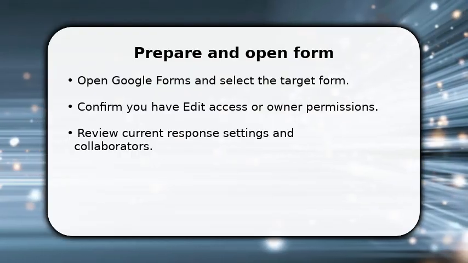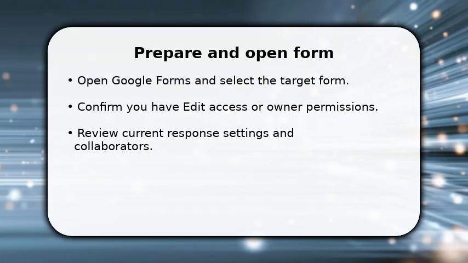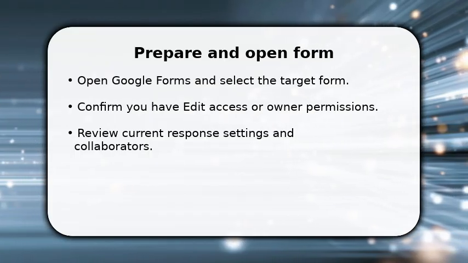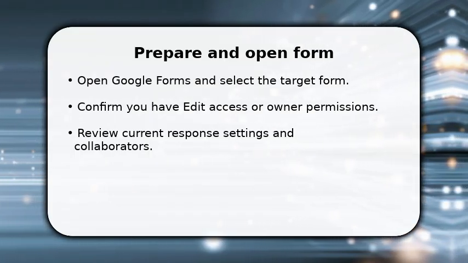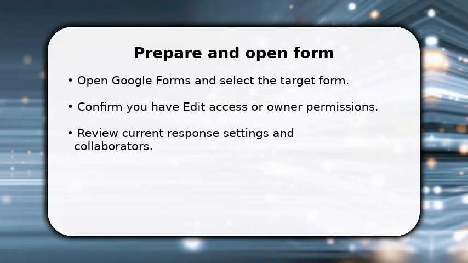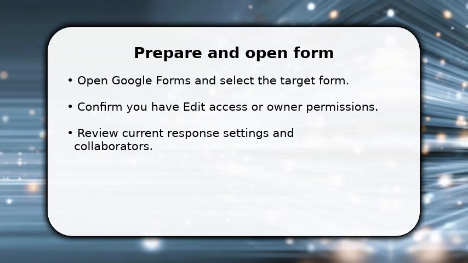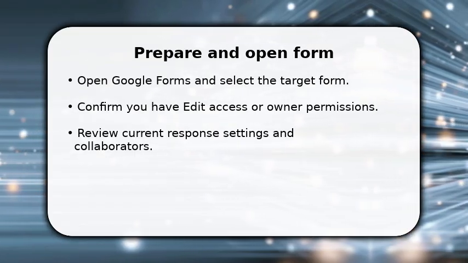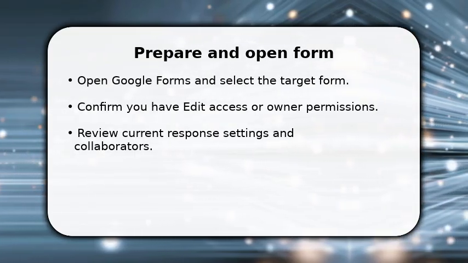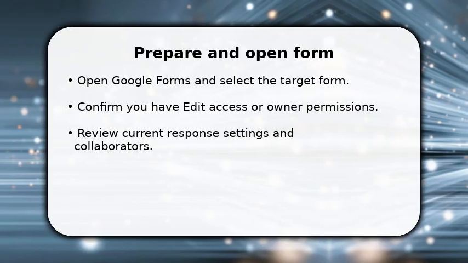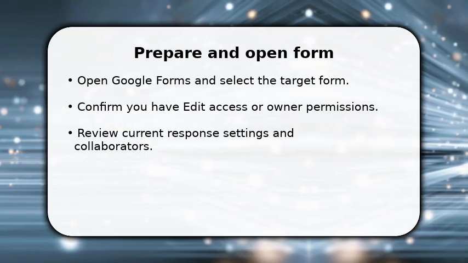You start by opening the form you want to close and confirming you have edit or owner rights. Once done, check response settings so you know whether a confirmation message or collectors are active. Make sure collaborators understand you will change availability, because changes affect access immediately. Also verify any linked sheets or add-ons so you won't break automations.